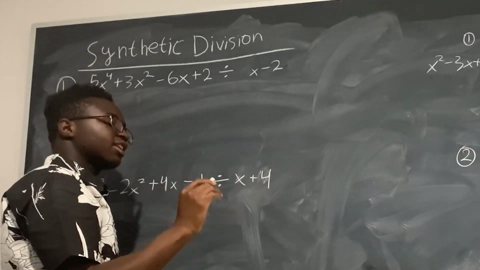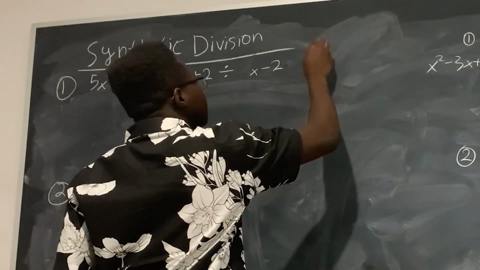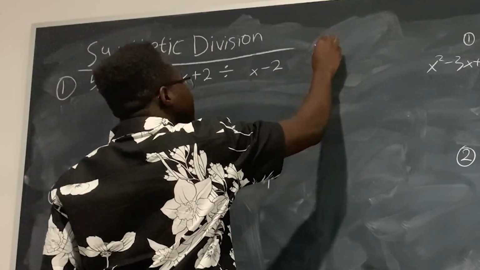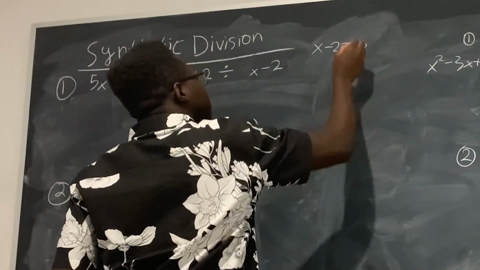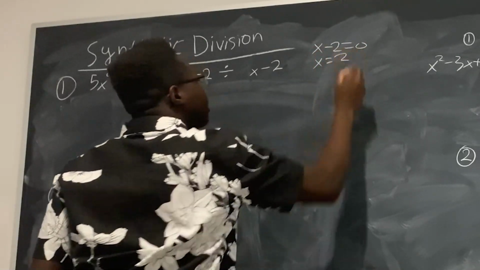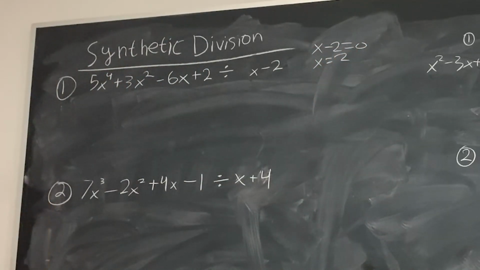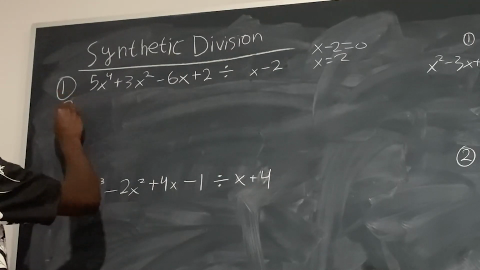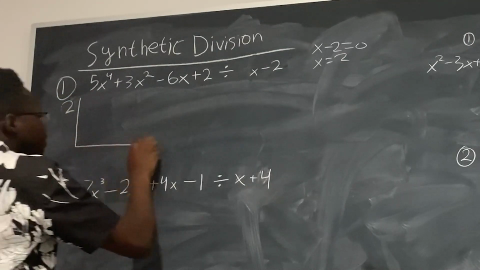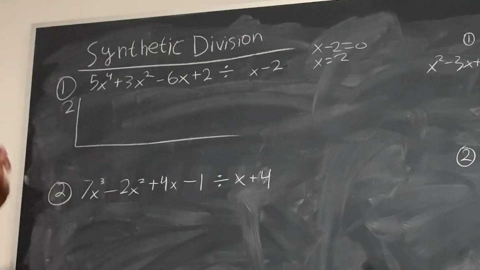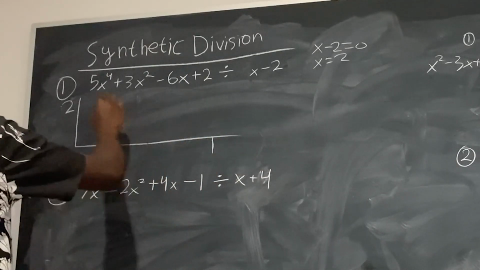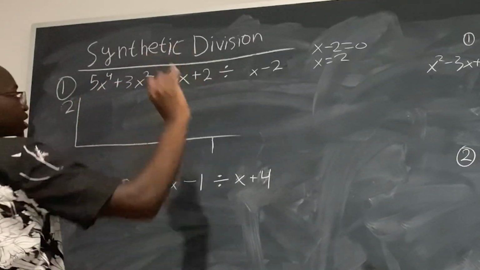Now, to synthetically divide, you have to set this linear term equal to 0. So x minus 2 equals 0, and we solve for x equals 2. So now we know what we're going to synthetically divide by. I like to draw it like this, and I'll put one little bar to separate the remainder. And then we're going to drop down the coefficients.